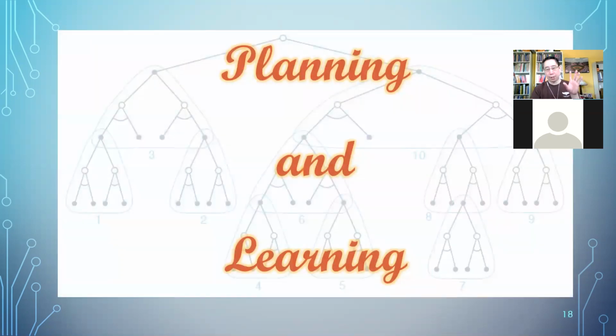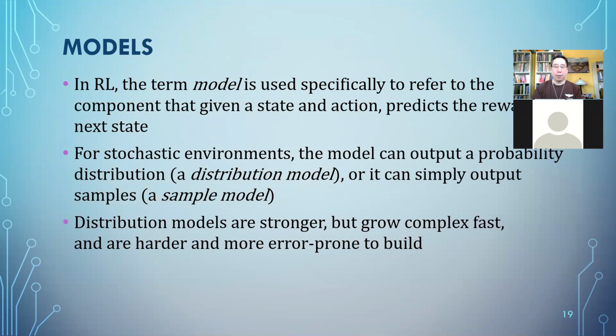Now what we're going to do is get into planning, distinct from some of these algorithms. What's the difference between planning and learning? To talk about the difference, we need to talk about what models are, specifically in the reinforcement learning context. The term model is what we talk about where, if you're in a given state and you take a particular action, that tells you what the reward and what the next state will be.